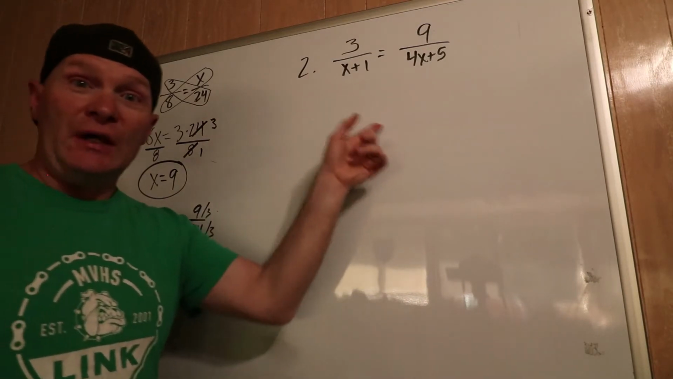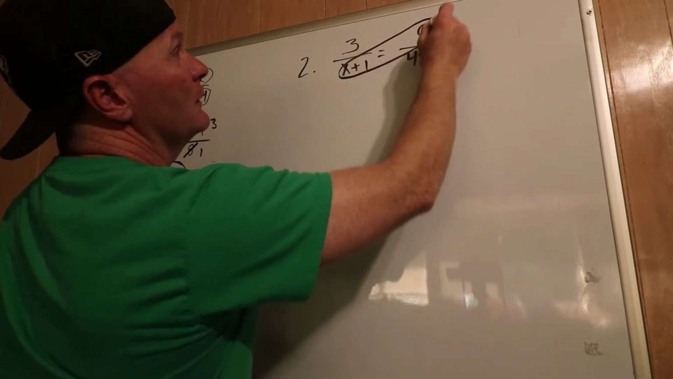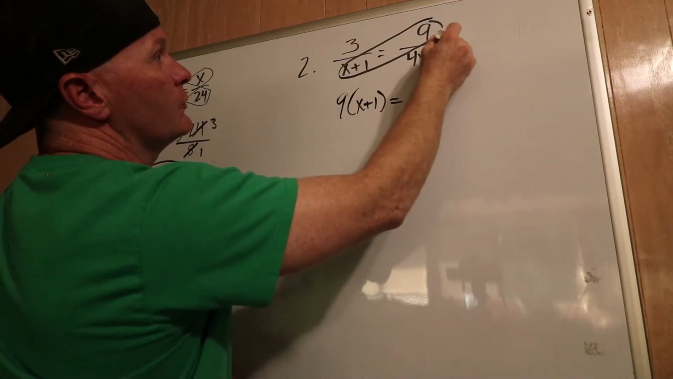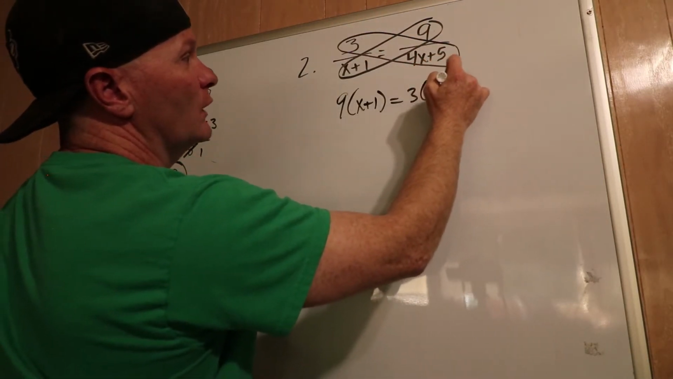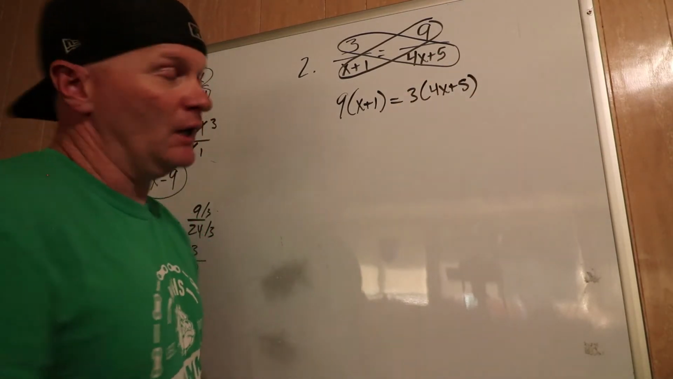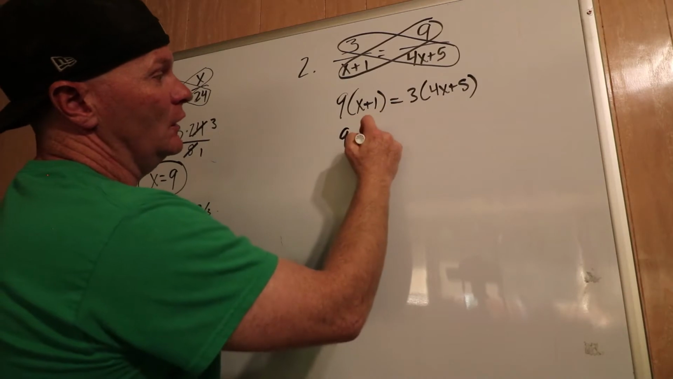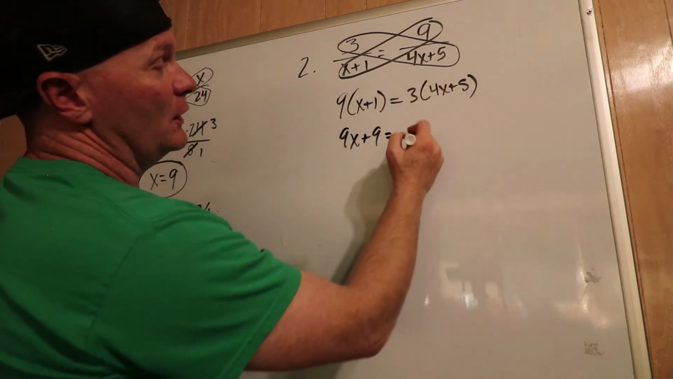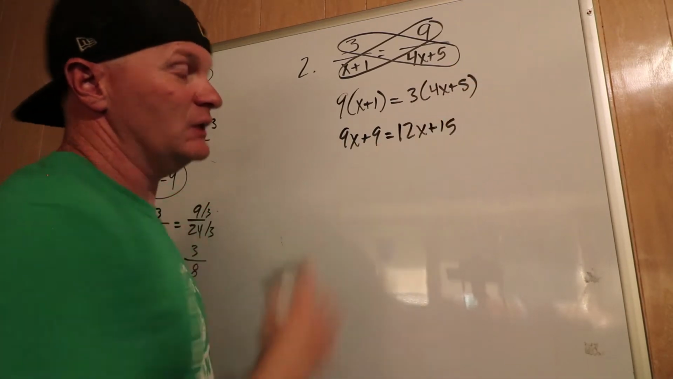Okay, we're going to do the same thing here. It's just a little bit more complicated. So 9 times x plus 1 equals 3 times 4x plus 5. And then we need to distribute. So 9 times x is 9x. 9 times 1 is plus 9. Same thing here. 3 times 4x is 12x. 3 times 5 is 15.